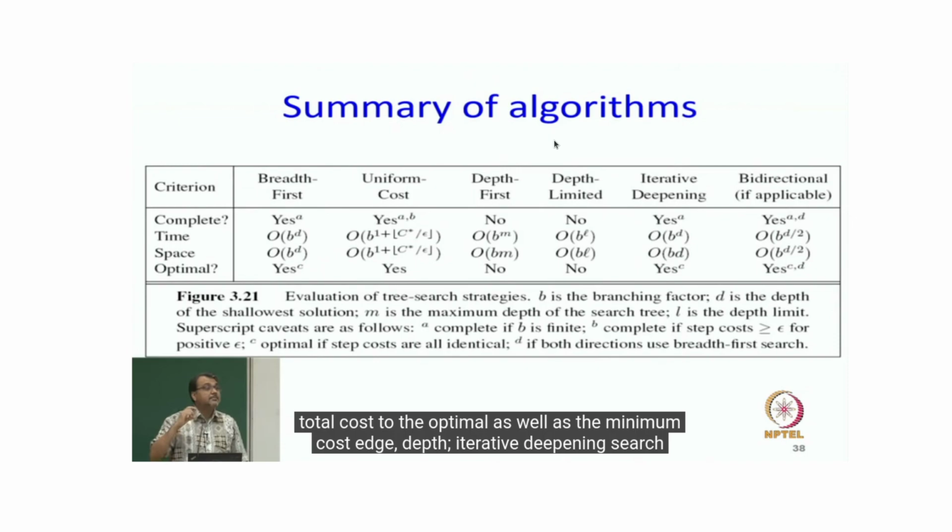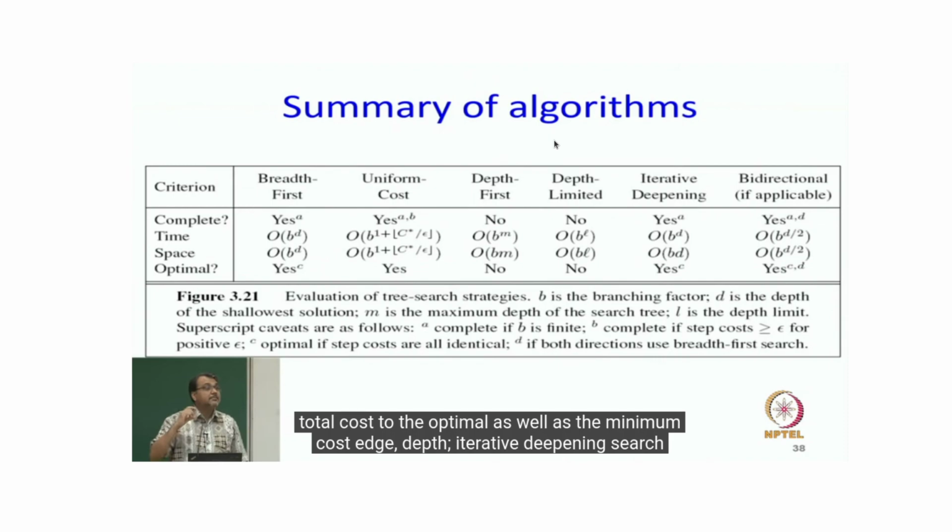Now let's summarize the algorithms that we have discussed till now. The criteria we had were completeness, time, space, and optimality. And these are the algorithms: BFS, uniform cost, depth first search, depth limited, iterative deepening, bidirectional. So in terms of completeness, if you see, DFS is not complete. But other than depth limited, we have the solution. Yes, we can guarantee that if there is some solution for the given problem, it will converge there.